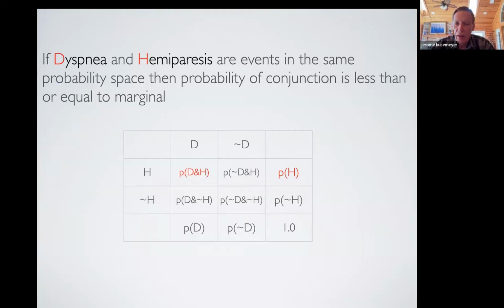Now, if ChatGPT is reasoning in a contextually free way, placing all these events, like dyspnea and hemiparesis, in a common probability space, which is commonly done in Bayesian models, then of course the conjunction has to be assigned a probability less than or equal to that of the marginals, because we have this joint probability space and the conjunction in the upper left-hand cell, D and H, has to be less than the margin on the far right, P of H. So that's what we expect if these events are all coming from a common probability space.